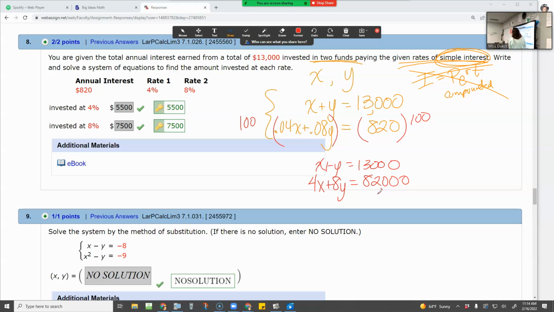So if you want, you can do substitution, like solve for X or solve for Y, then plug in. Or you could technically do elimination with like a negative 4. What is it? Misty, is it all for number 14?